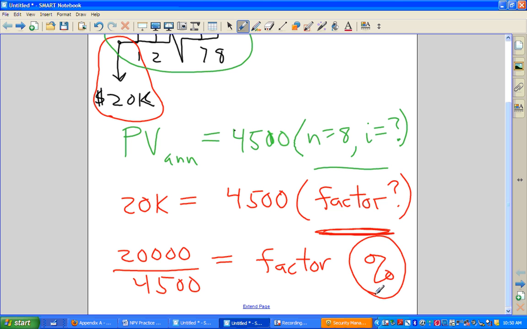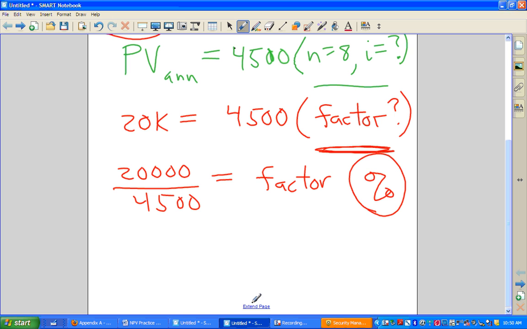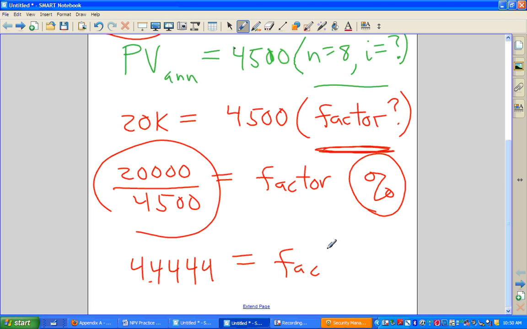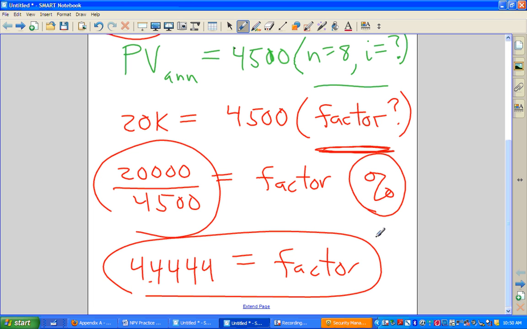We're going to try to find that percentage rate and figure out what that is. Just like in an old algebra class where you went 6 divided by 3 equals x, and then x was 2, now we've done the math here. If I say 20,000 divided by 4,500, I get 4.444. In fact, I think it's 4 repeating. So that must equal my factor. Well, I do know if I go to the table and look for the row where n equals 8, because it's 8 payments, I can find the interest rate at which that makes this a true statement.